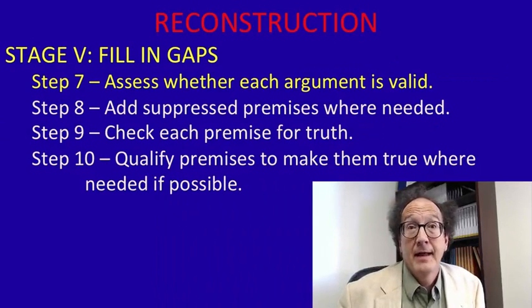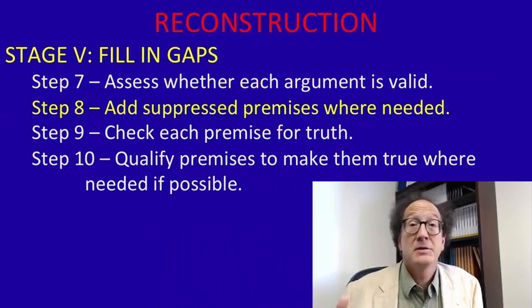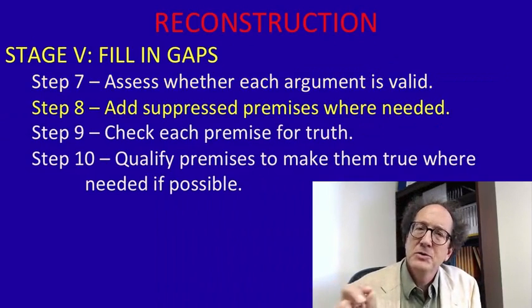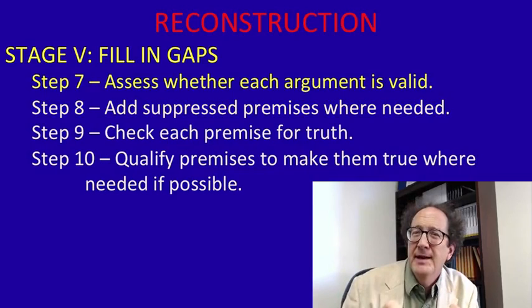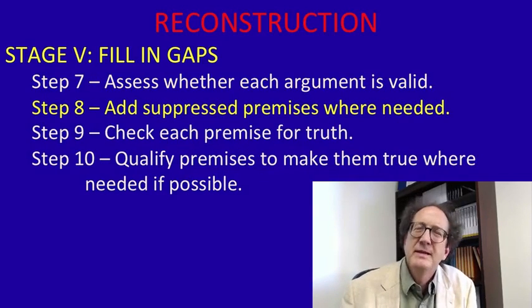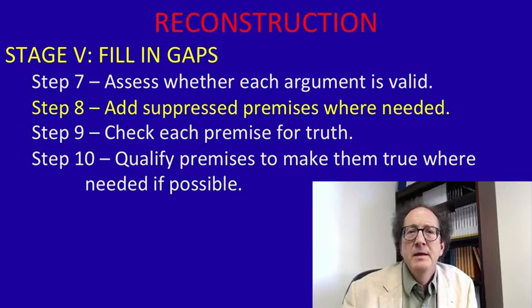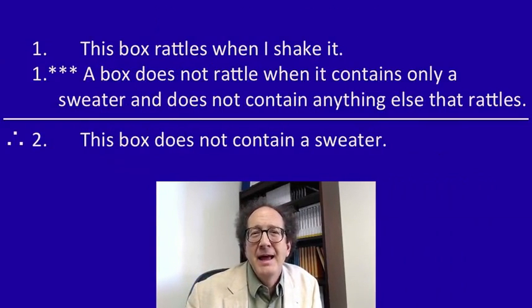Well, if the argument's not valid, we've got to go back to that other step and add another suppressed premise. Remember how I told you that these different steps within this stage work in tandem? You check it for validity, add a suppressed premise, recheck it for validity, maybe add another suppressed premise, and that's what we're doing now. So what kind of suppressed premise can we add?